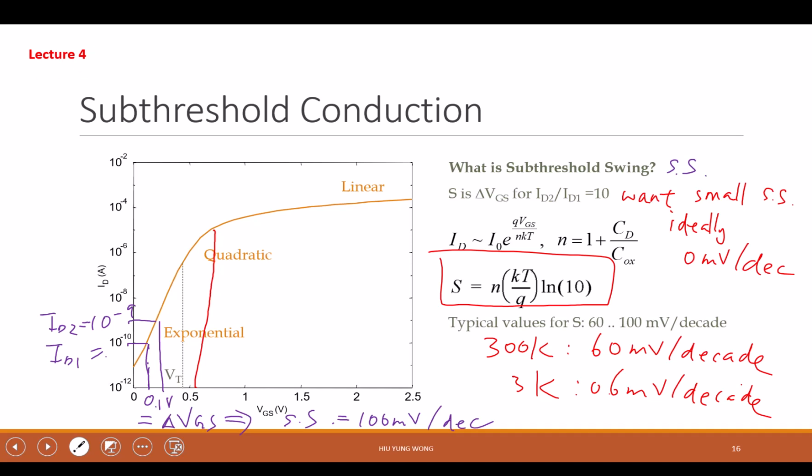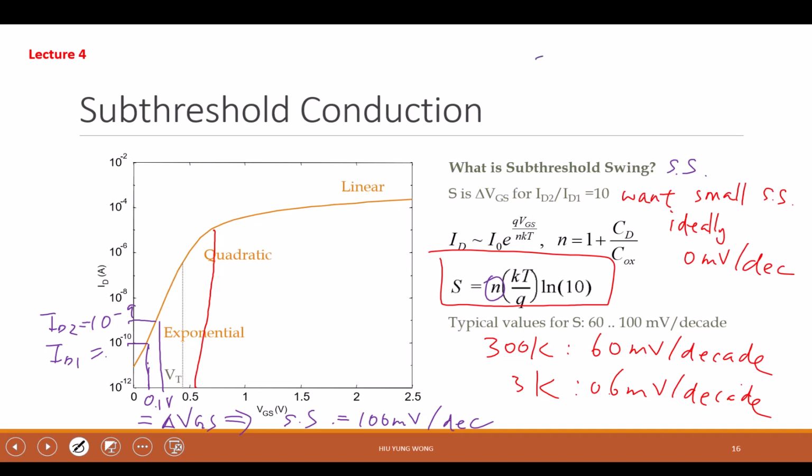I just repeat it. Remember the subthreshold swing? Subthreshold swing is saying how much gate voltage I need to change in order to increase the current by 10 times. Usually it's in the order of 60 to 100 millivolt per decade. It means I need to increase the gate by at least 60 millivolt, or 100 millivolt, so that the current increases by 10 times. But at that time we said that it depends on the N.